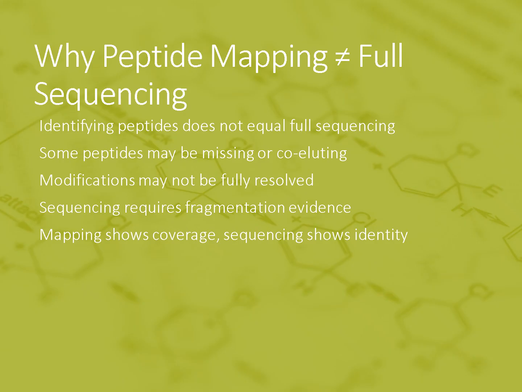A common misconception is that identifying all peptides means the protein has been fully sequenced. That's not always true. Some peptides may be missing, co-eluting, or modified in ways that aren't fully resolved. Sequencing requires clear fragmentation evidence. Mapping shows coverage, but sequencing confirms identity.